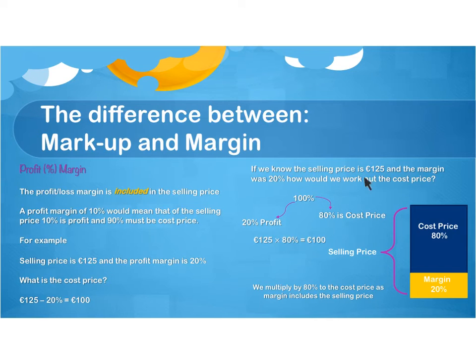Now, if we know the selling price is €125 and we're told the margin is 20%, how would we work out the cost price? Well, 100% of the margin is broken down into profit of 20 and cost of 80. How I got the 80 is because I'm told that 20% is the margin, so the cost price must be 80%. So I take my selling price and I times it by 80 because I'm looking for what 80% of it is, because that's what my cost price is. So we multiply by 80 to get the cost price, simply because the selling price is included, the margin is included in the selling price.